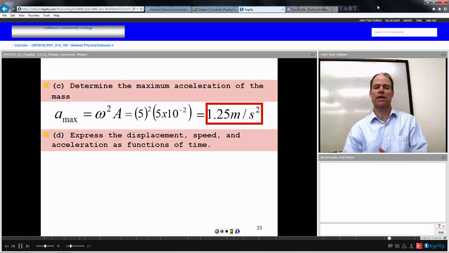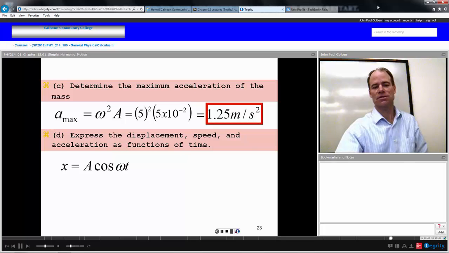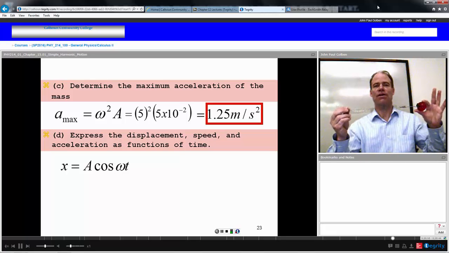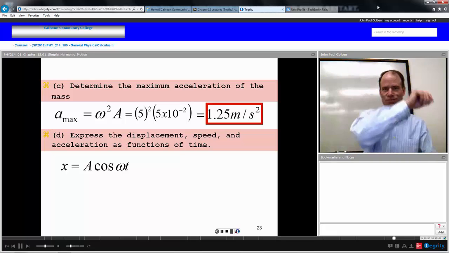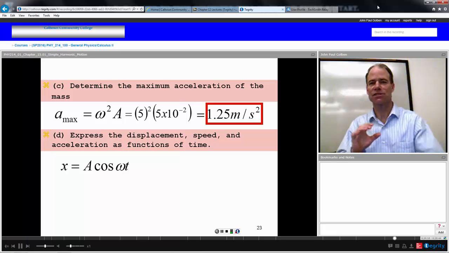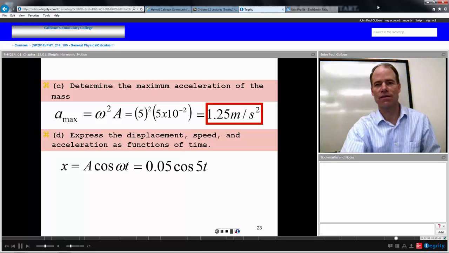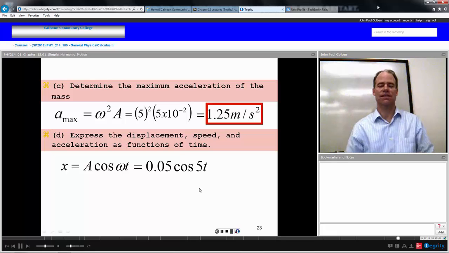Express the displacement, speed, and acceleration as functions of time. Well, our displacement is going to be a cosine omega t with no phase angle, because at t equals 0, we pull this out to maximum and we started from there. And the cosine function starts at 1 and goes from there at t equals 0. So we have a cosine function with no extra phase angle. Our amplitude is 0.05 meters, 5 centimeters. We have our omega we determined to be 5 radians per second. So here's our x for all time, 0.05 cosine 5t.